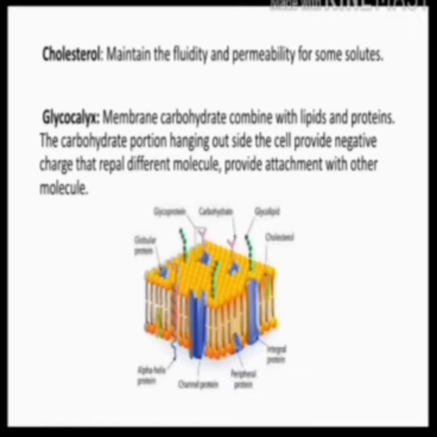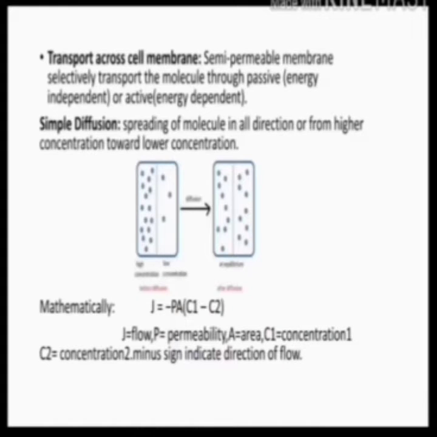Glycocalyx. When carbohydrate combines with protein and lipid, it forms a glycocalyx. The carbohydrate portion hangs outside the cell and provides the negative charge that repels different molecules. It also provides attachment with other molecules and other cells, neighboring cells. Transport across the cell membrane.